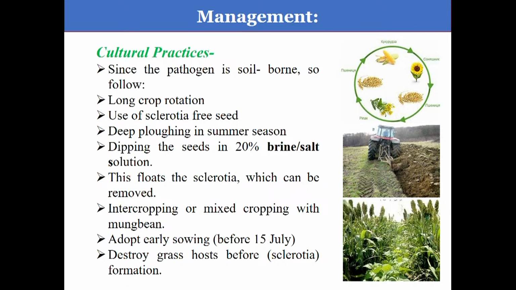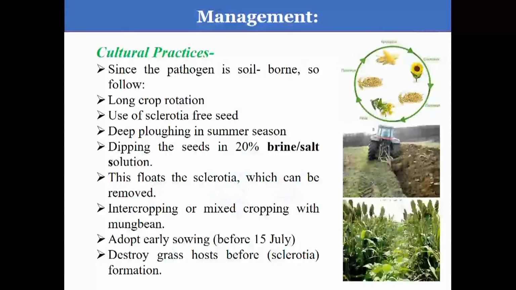Under cultural practices, since the pathogen is basically soil borne, you have to follow long crop rotation. You can use crop rotation for cultivation of one crop after a 2 to 3 years gap. Use sclerotia-free seed for the cultivation, and deep plowing in the summer season.